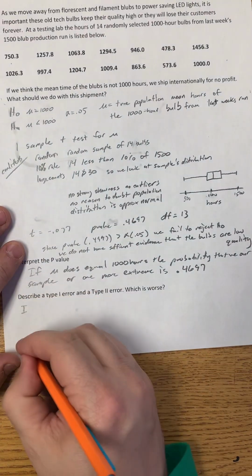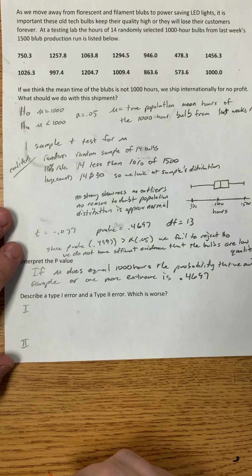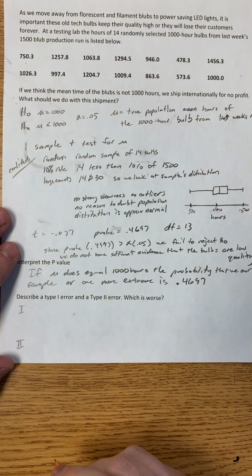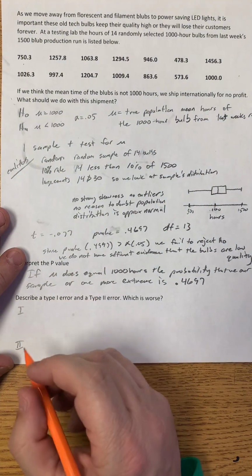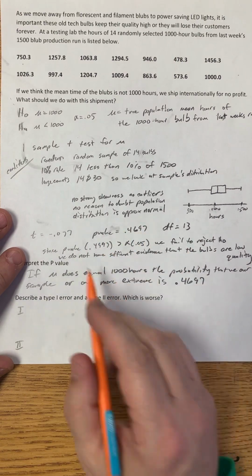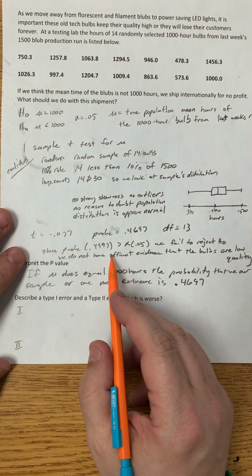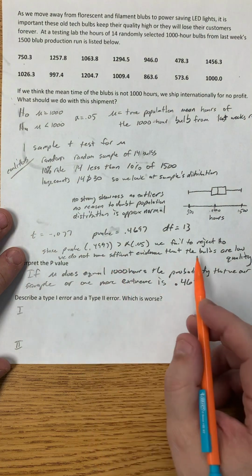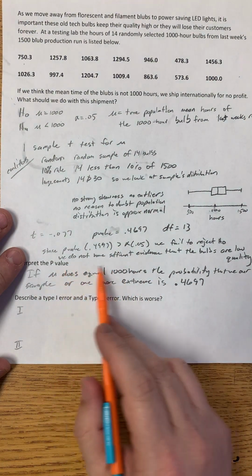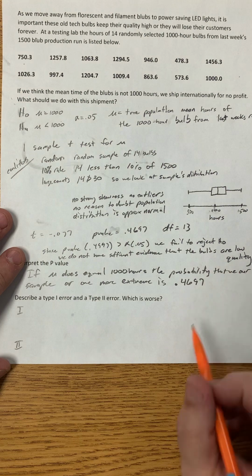And then it says describe type 1 and describe type 2. And this one, they say which one's worse. This one is a little more obvious. So a type 1 is we rejected, which is not what we did. So I'm just going to go ahead and do the second one because I already have that basically written right here. So we do not have evidence that the bulbs are low quality, but in fact they are.